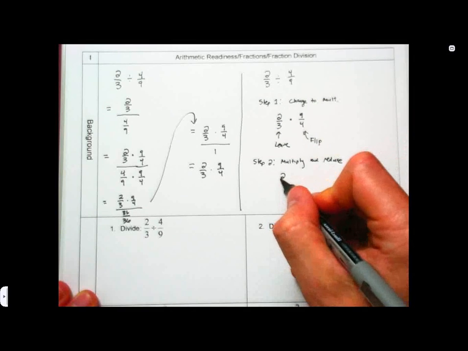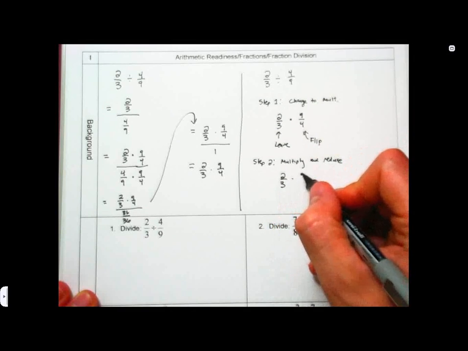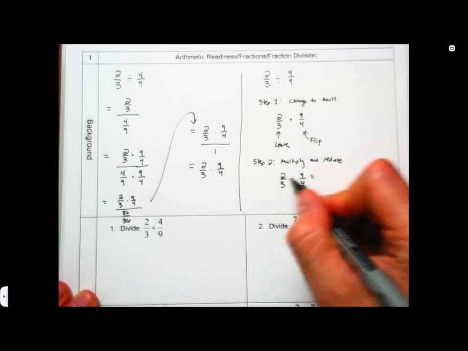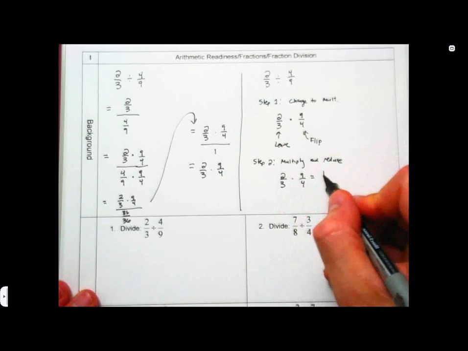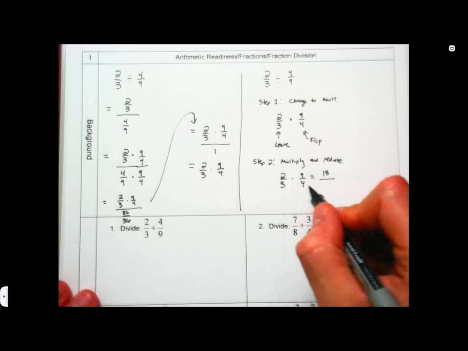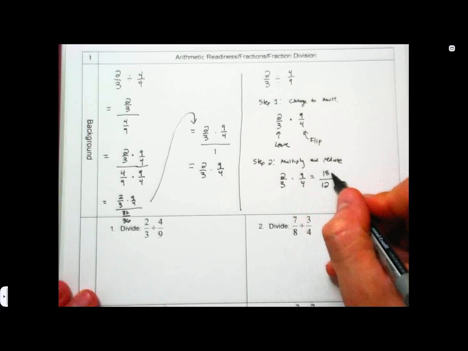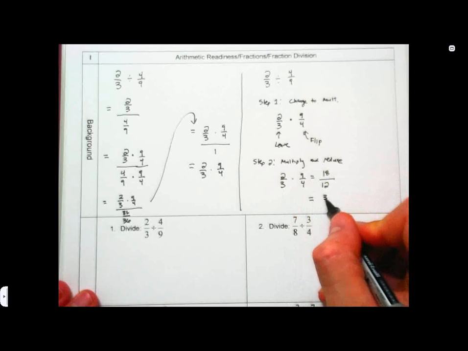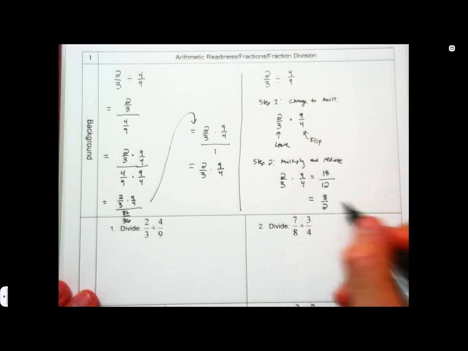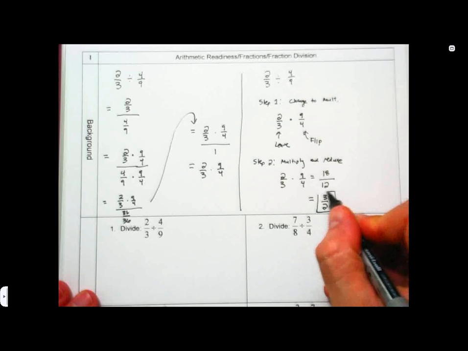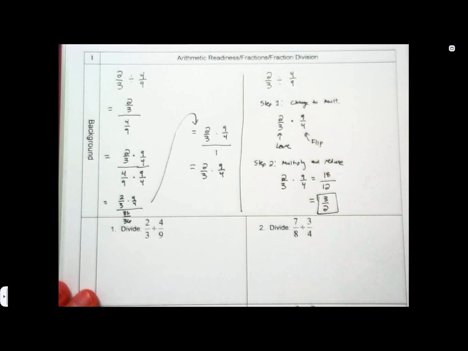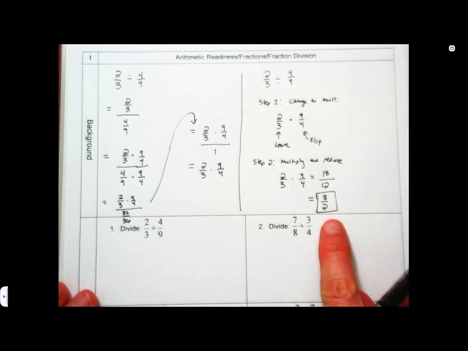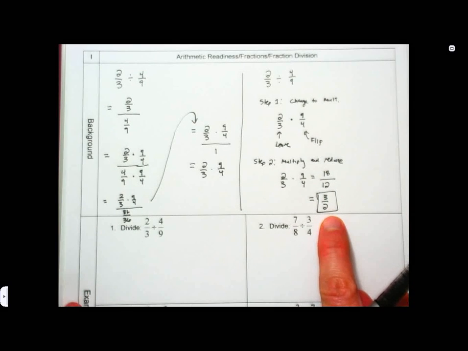So we have 2/3 times 9/4. Well, if I multiply across, I have 18 over 12. If I divide both top and bottom by 6, that yields 3 over 2. And I could turn that into a mixed number if I wanted to, but I'm just going to leave it as 3 over 2. Unless Alex actually asks you to, you can always leave your answer in improper form.